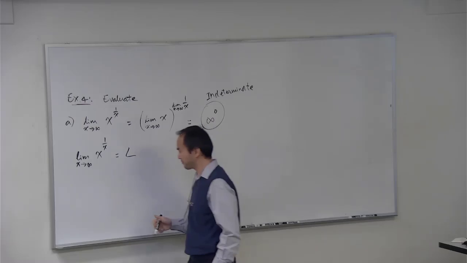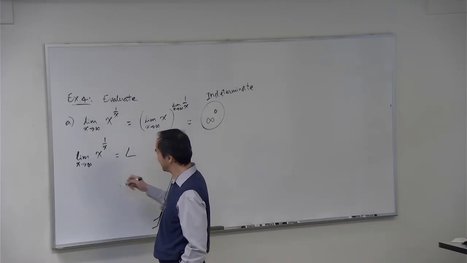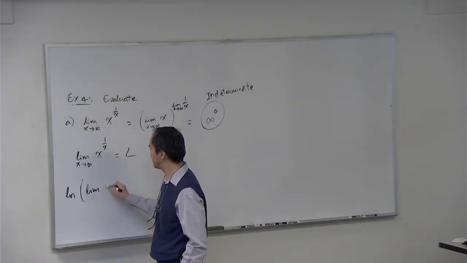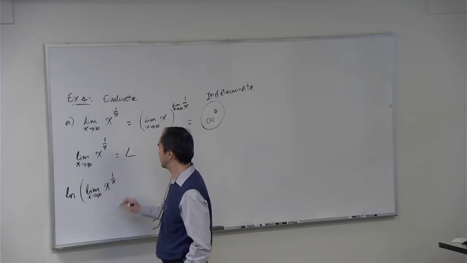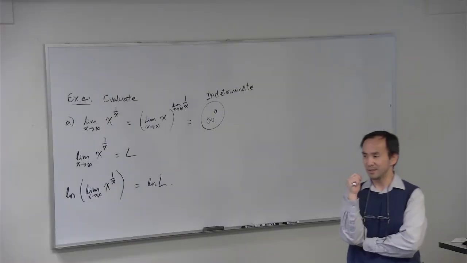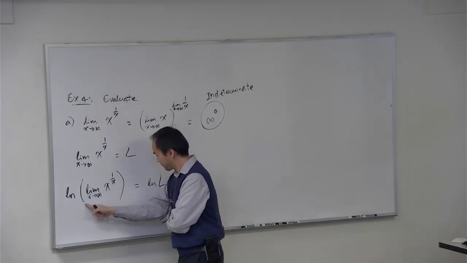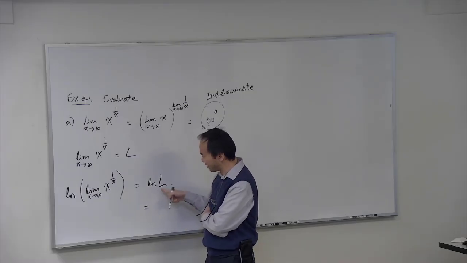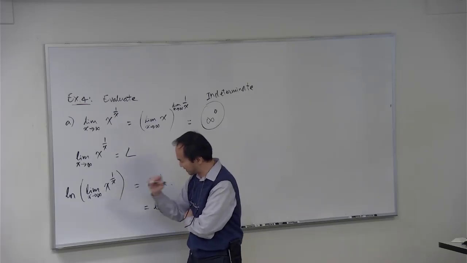So here's my work. I'm going to take the natural log of both sides. The limit of x to the 1 over x, as x goes to infinity, becomes the natural log of L. That limit can be whatever, but we take the natural log of L on both sides. The right-hand side is pretty much done because it's the natural log of some number that we're still finding out. But on the left-hand side, there's some work that we can do.